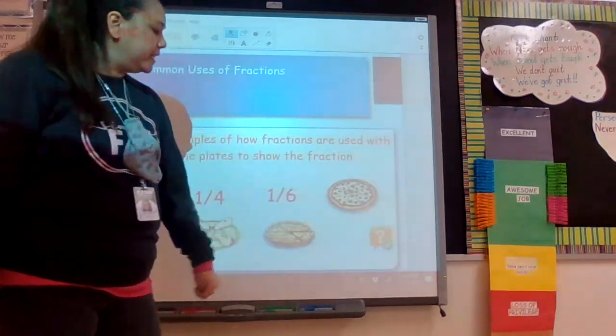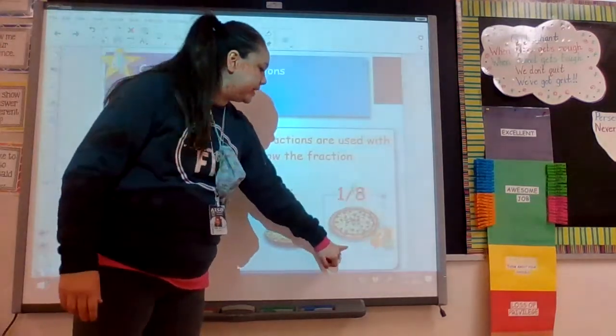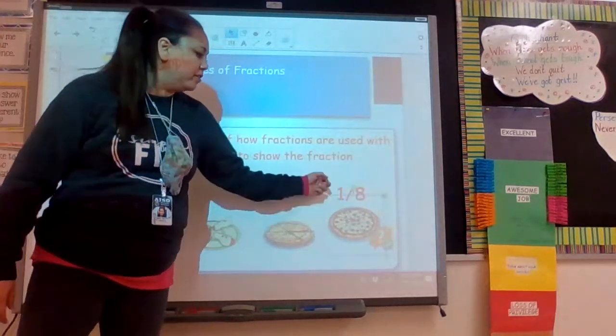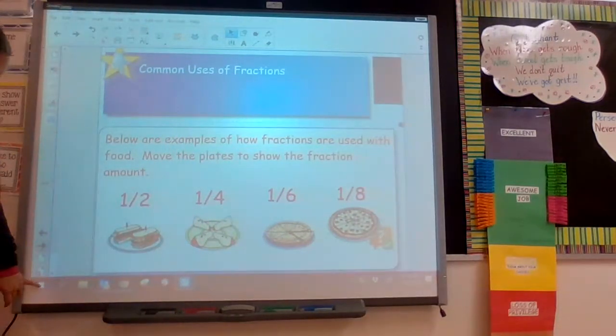And here they have a pizza in 8 equal parts, and so one piece would be one piece out of 8. So this pizza is cut into 8s. Okay.